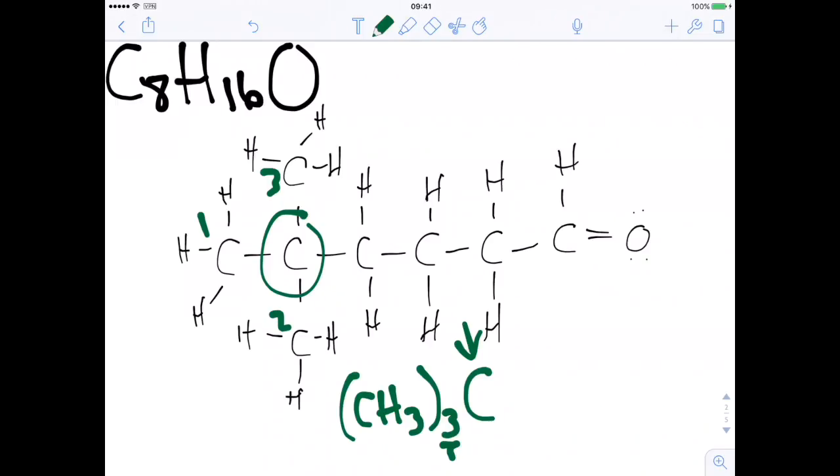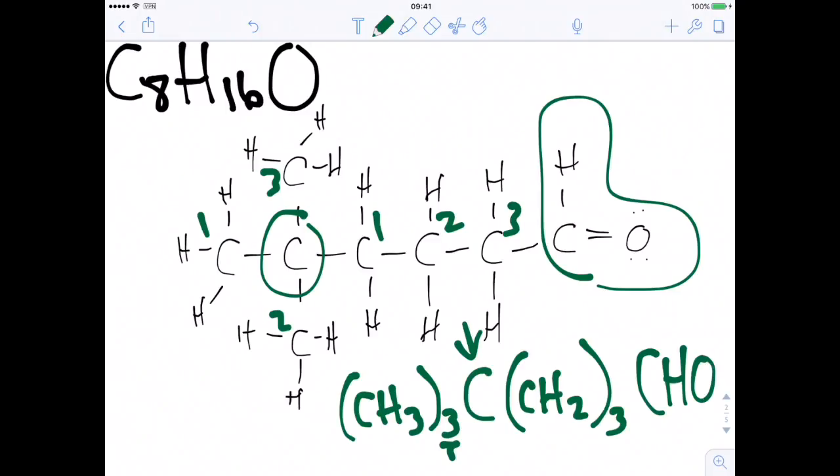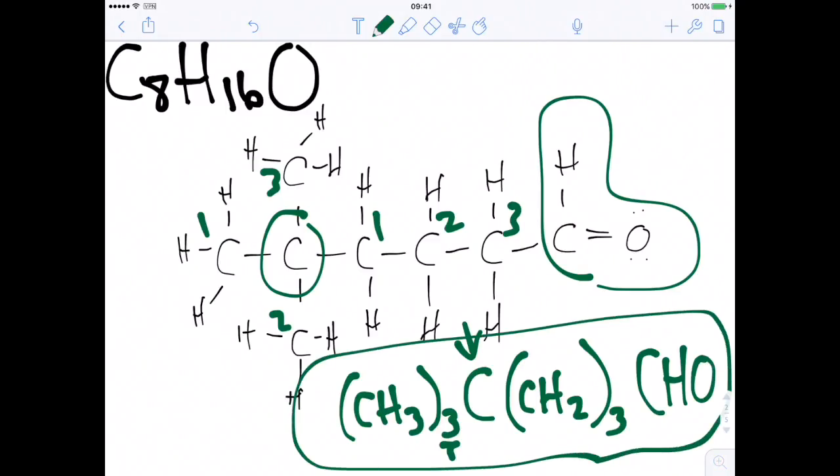Next, you want to do almost the same thing. You have CH2, and you have 3 of them. You have 1, 2, and 3. And then this part, since it's right at the end, you just add CHO. And this is your condensed formula for C8H16O. That's all there is to it.